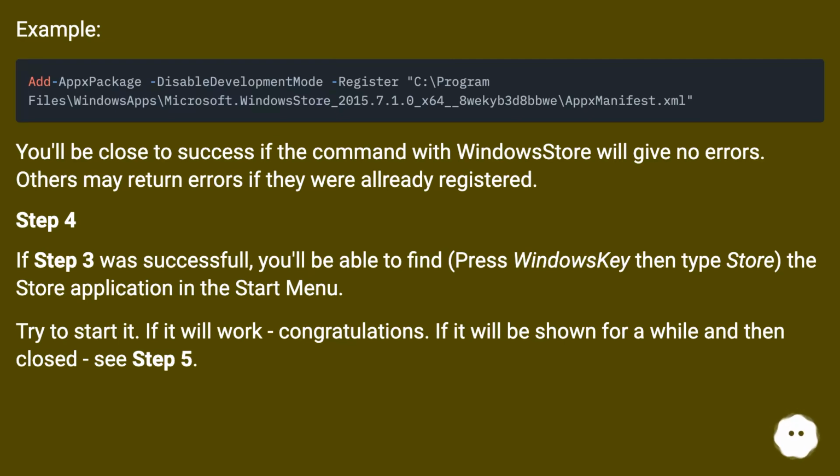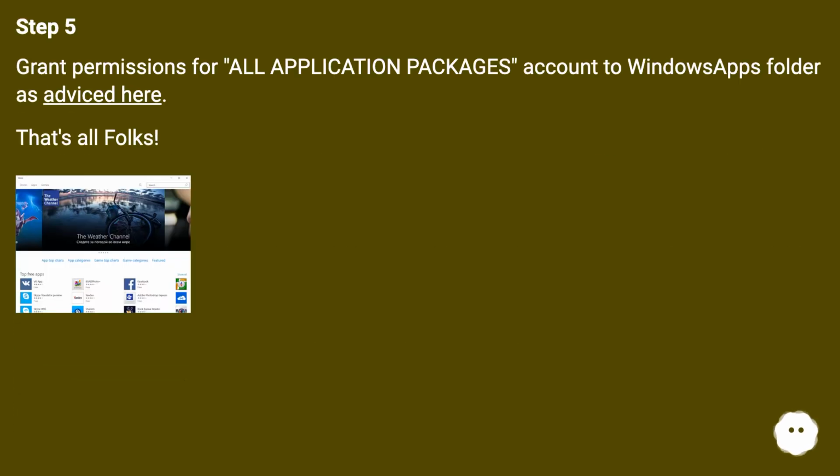Step 4. If Step 3 was successful, you'll be able to find the Store application in the Start menu: press the Windows key, then type Store. Try to start it. If it works, congratulations. If it is shown for a while and then closed, see Step 5. Step 5. Grant permissions for the All Application Packages account to the WindowsApps folder as advised here. That's all, folks.